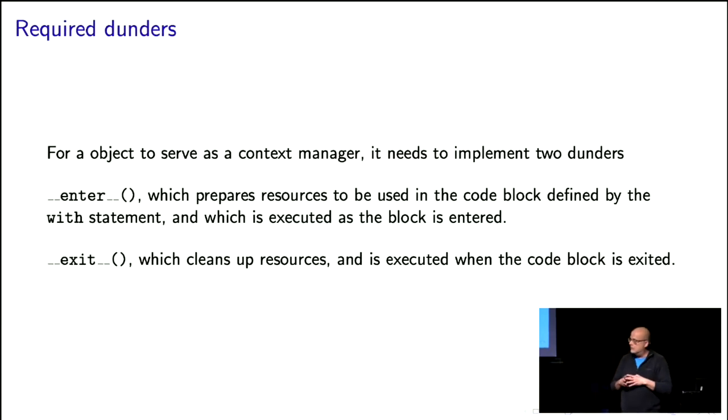So, like I said, the beautiful thing about this is that it's no more complicated, no more difficult than it needs to be. Your object can be a context manager if it implements two dunder methods, one called dunder enter and one dunder exit. The problem we're trying to solve here is that first, as we enter this code block, we need to get some things ready. We need to prepare some resources that are going to be important in the context described by our with code block. In our case, we want to open a file, but it could be other things.